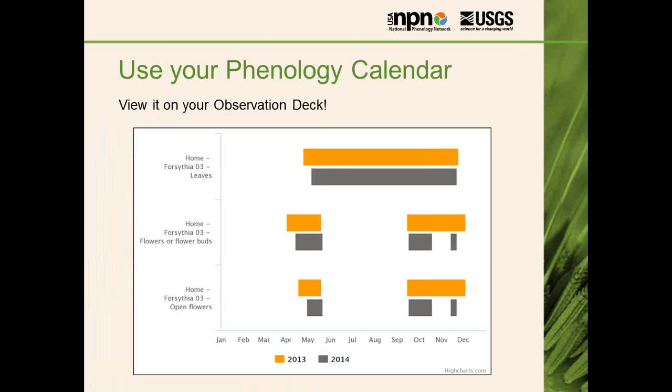I also recommend that you use your phenology calendar. Once you're a Nature's Notebook observer, you have a customized phenology calendar right on your observation deck. This is a great way to check over what you've entered for different species. It could really help you figure out that maybe you entered a no and you should have entered a yes, or vice versa. And you can always go back in time and change your observations that you've already entered and correct them.